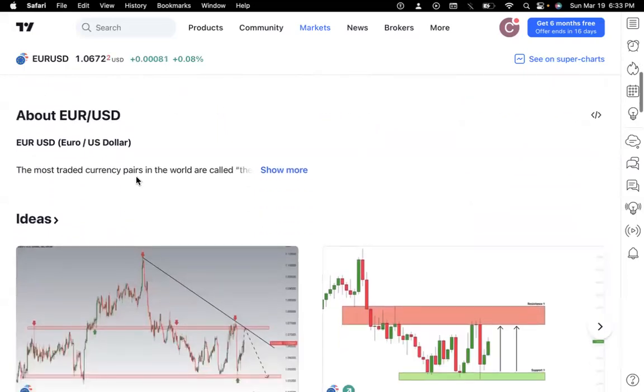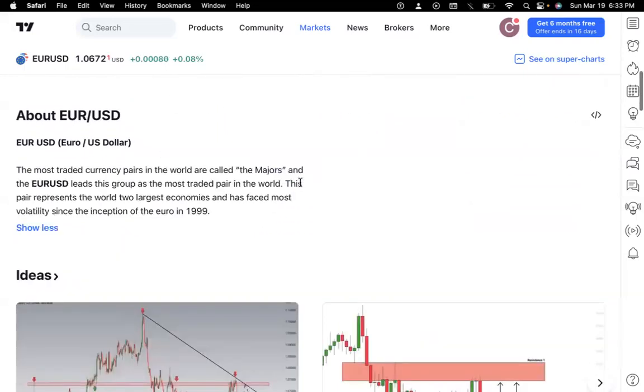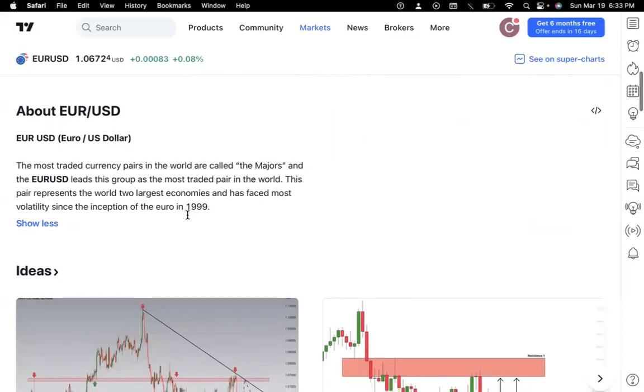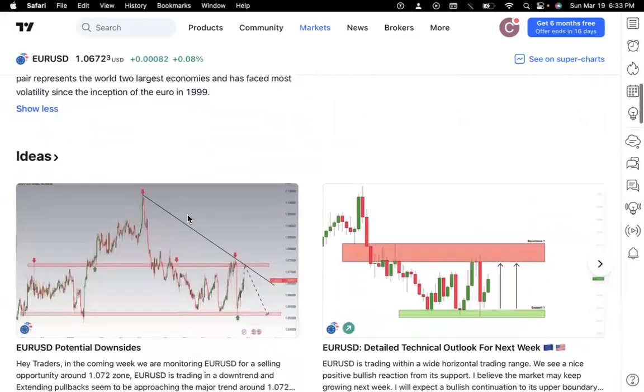Now, if I scroll down, it's going to tell me more about this particular pair. Euro USD is the most traded currency pair in the world. It said the most traded currency pairs in the world are called the majors, and the Euro USD leads this group as the most traded pair in the world. This pair represents the two largest economies and has faced the most volatility since the inception of the euro in 1999. Cool, that's nice to know.